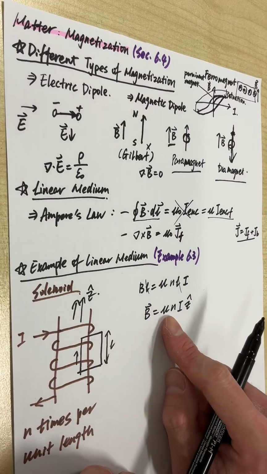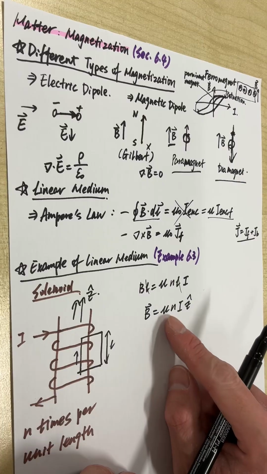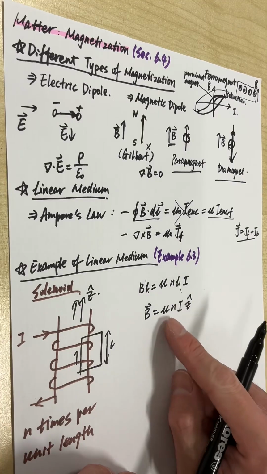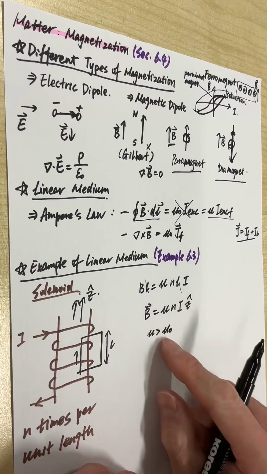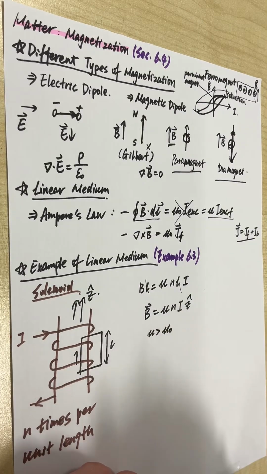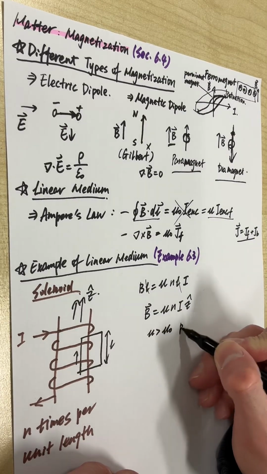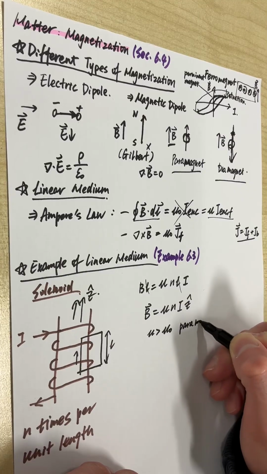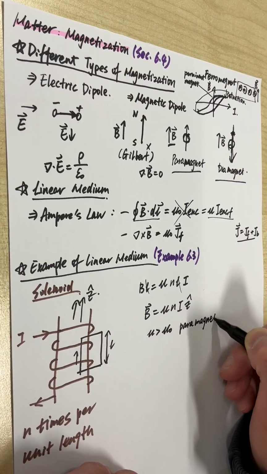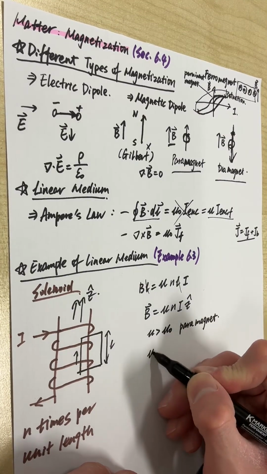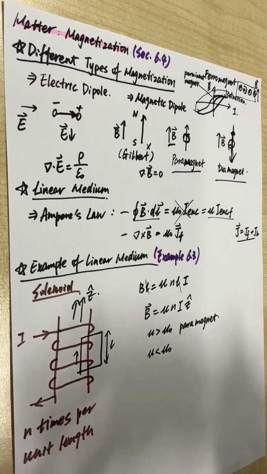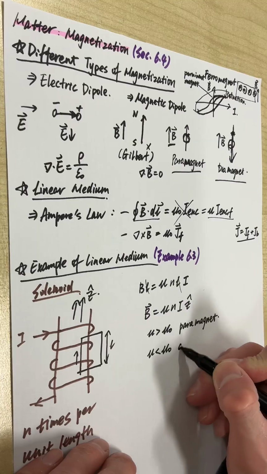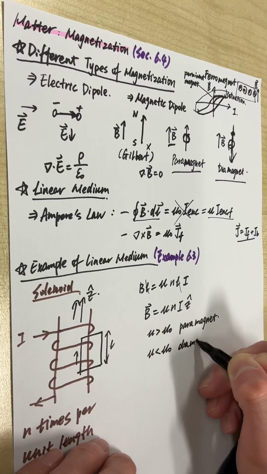So if it's free space, we have mu0. So here, when mu is bigger than mu0, we have the magnetic field enhanced. So we have a paramagnet. If we have mu smaller than mu0, we have the magnetic field reduced. So we have a diamagnet.